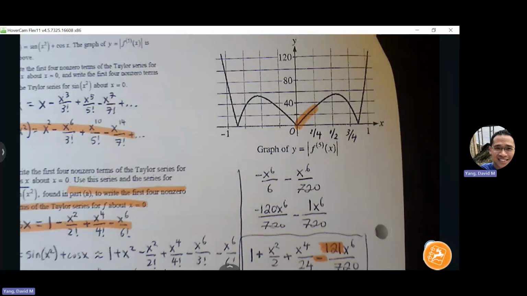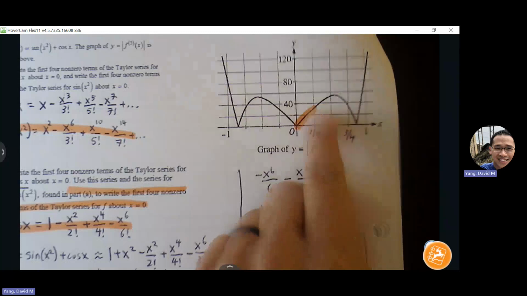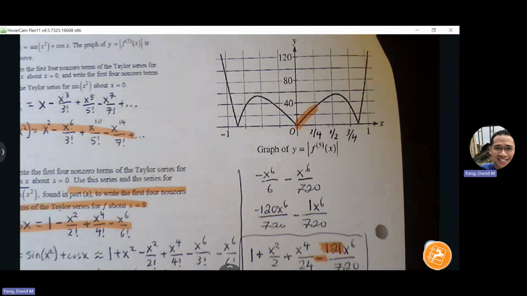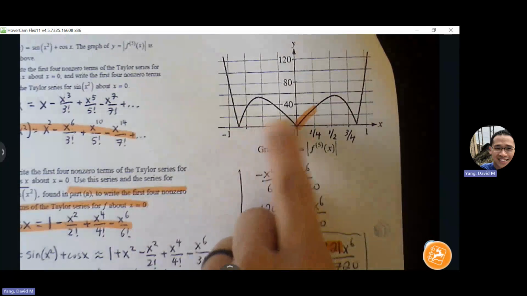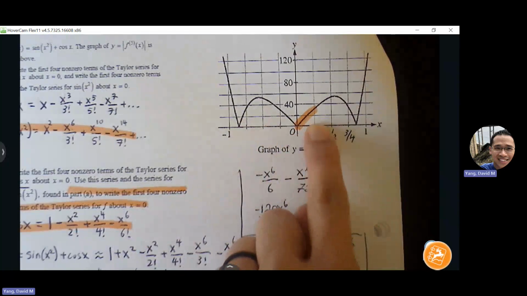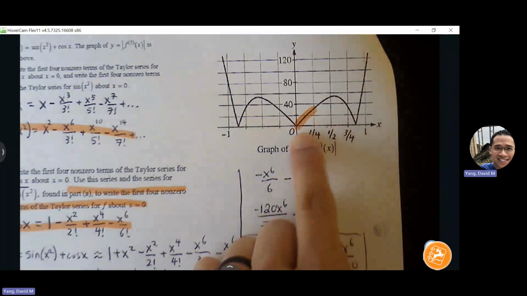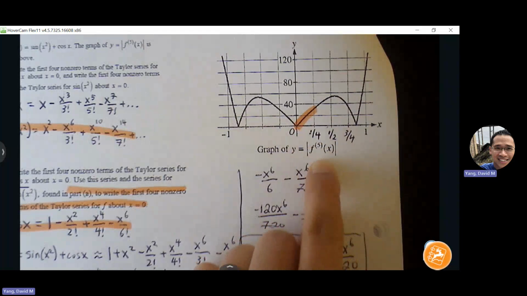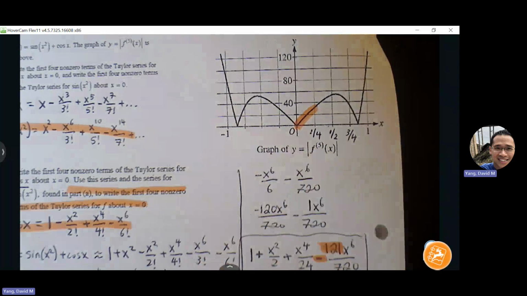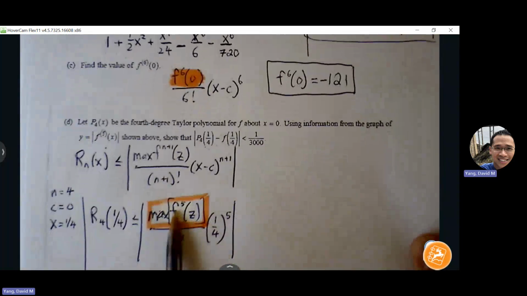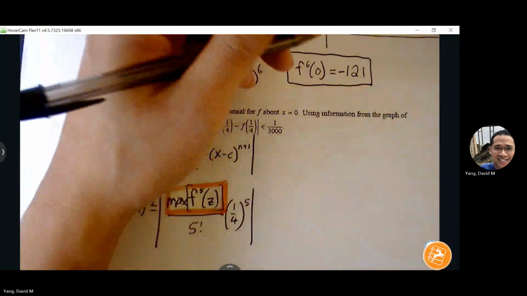So what's a safe upper bound that we can say? 40, right? That's a safe upper bound. I mean, I guess we could get away with saying 39, but they want us to use that safe value of 40. So 40 is going to be the maximum value. And we only care about between 0 and 1/4 because those are our x and c value, right? And we have the graph in front of us, and the fifth derivative is the next unused term. So 40 is going to go in place of that piece right there.